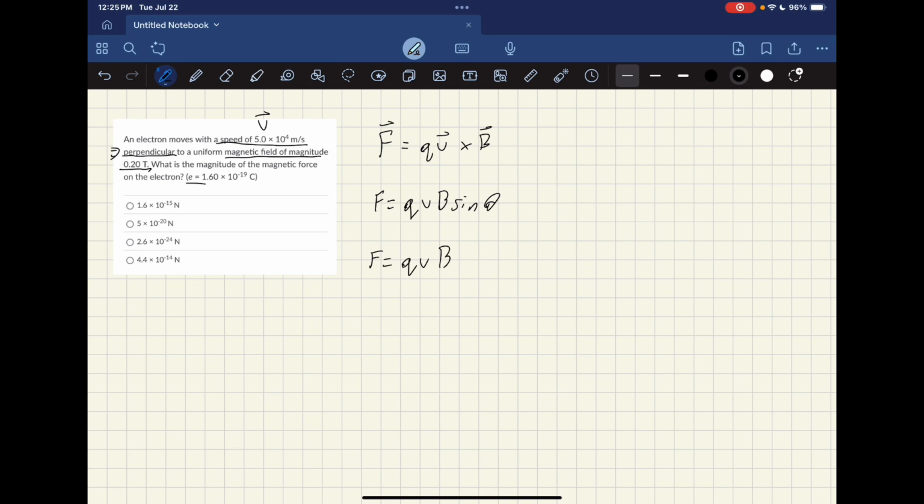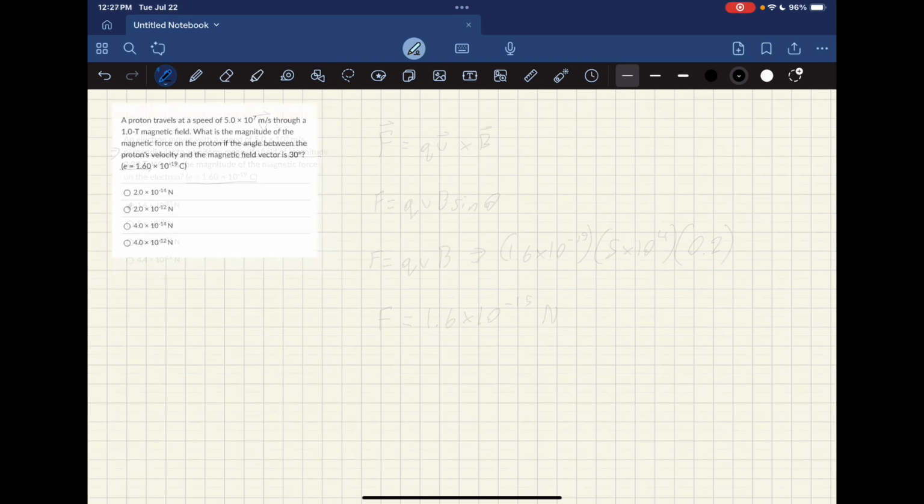Conveniently, we've already been given the charge of the proton, that's just e. So this becomes Q, which is 1.6 times 10 to the negative 19 coulombs, times the velocity vector, which is 5 times 10 to the 4th meters per second. And then finally times the magnetic field, which is 0.2 teslas. And then if you were to calculate this out, I already did it on a calculator ahead of time, you would get that the force is equal to 1.6 times 10 to the negative 15 newtons, which is this first option.